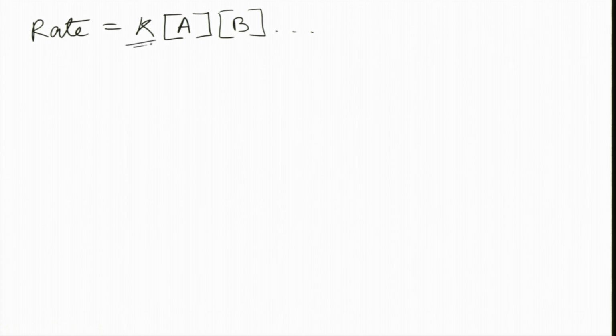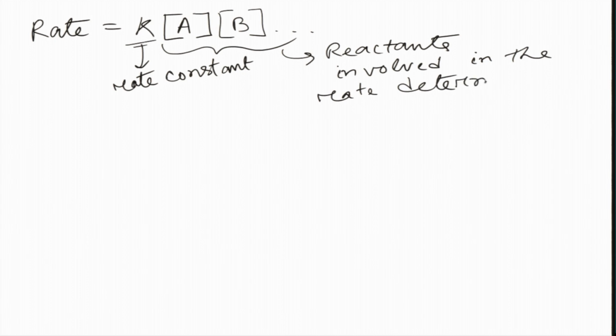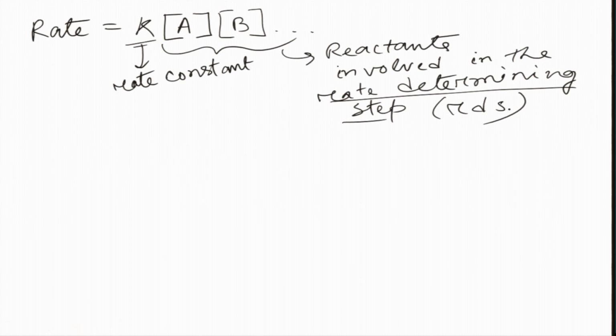So, what is the rate equation? The rate of the reaction is written like this. K is the rate constant and these are the reactants involved in this reaction, the reactants involved in the rate determining step. Rate determining step is also known as RDS. We will use RDS henceforth.